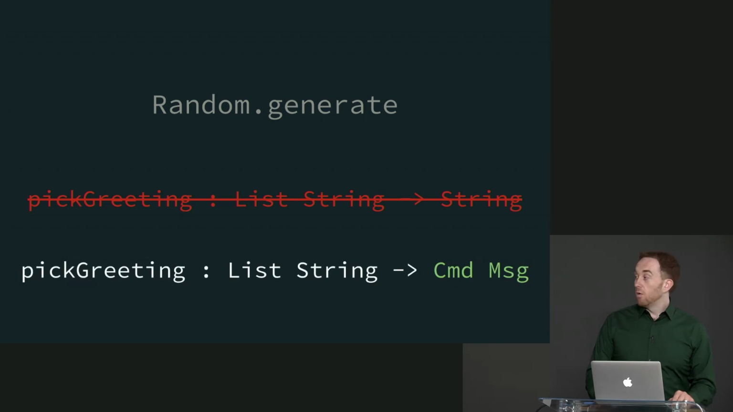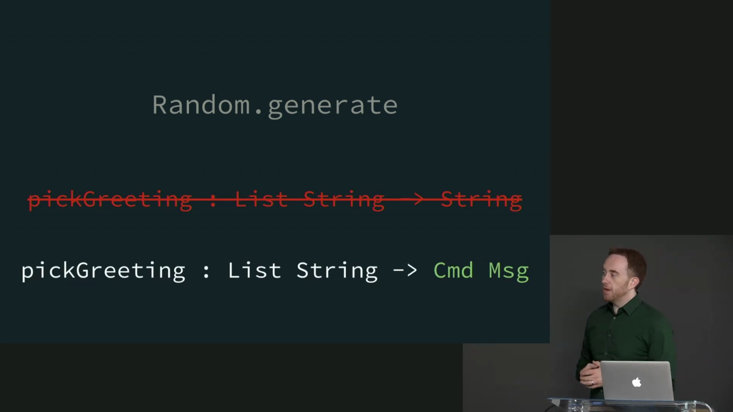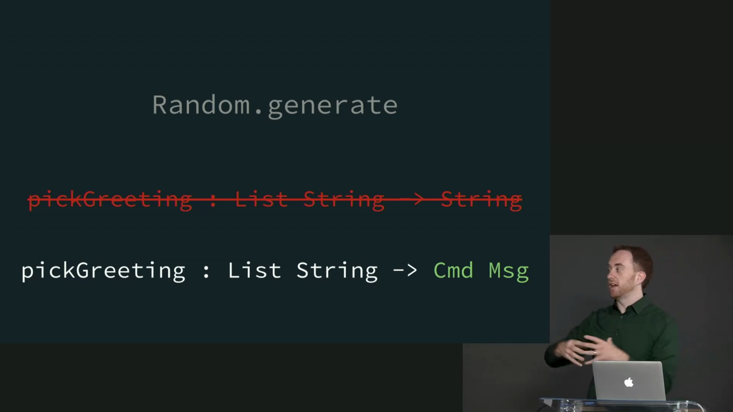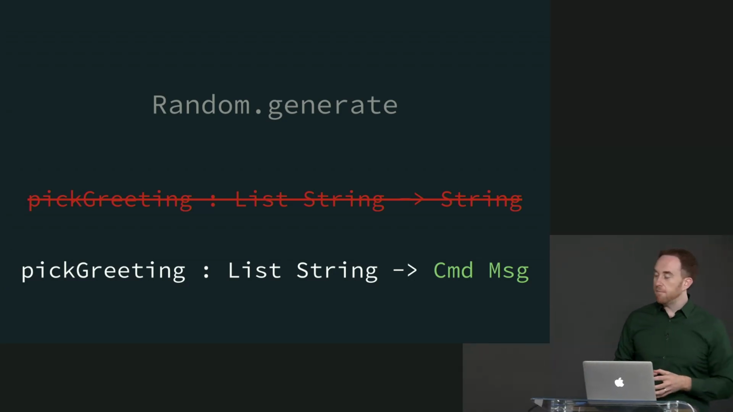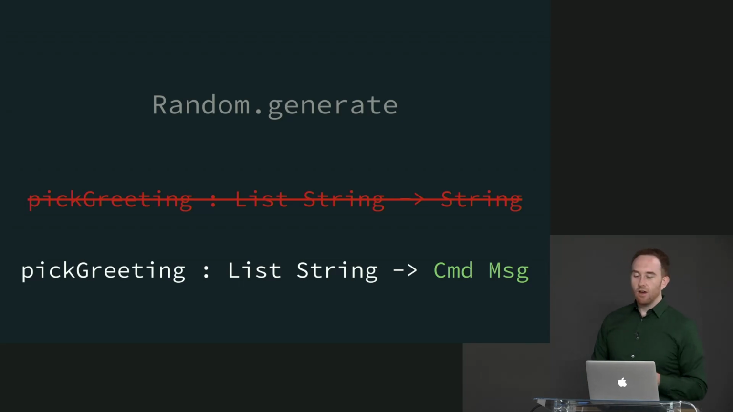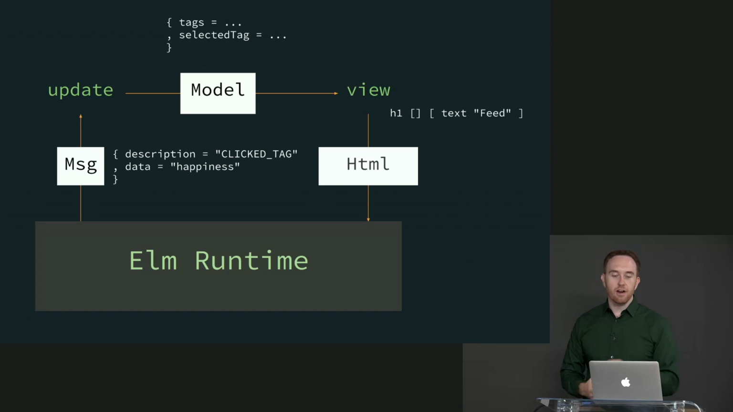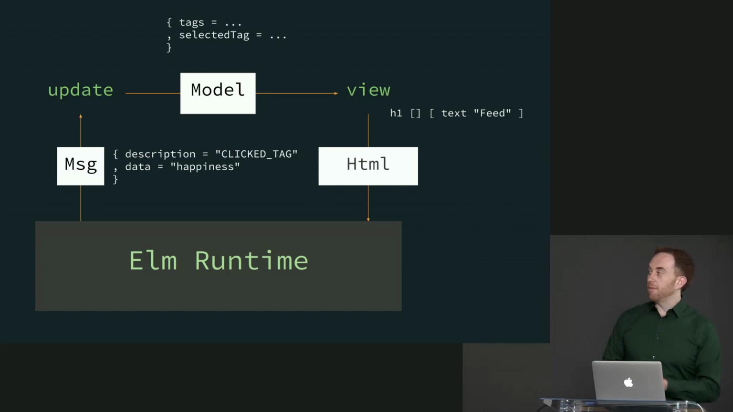Okay, what we can do instead is we can do this. pickGreeting takes a list of strings, which is the pool of potential greetings to show the user, and it's going to return a command message. What is a command? Okay, so going back to our Elm architecture diagram, just a quick recap of how we've ended up where we are right now.